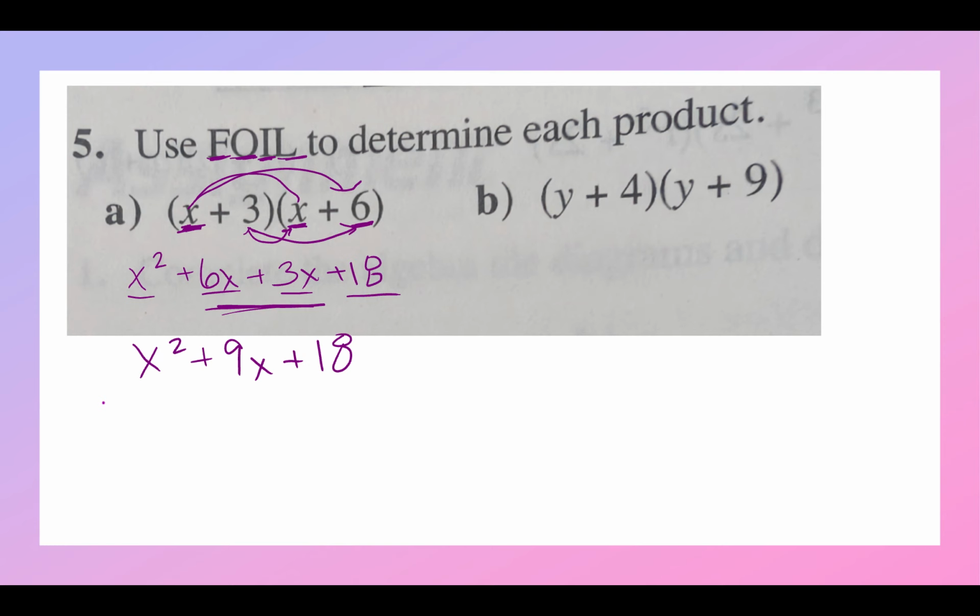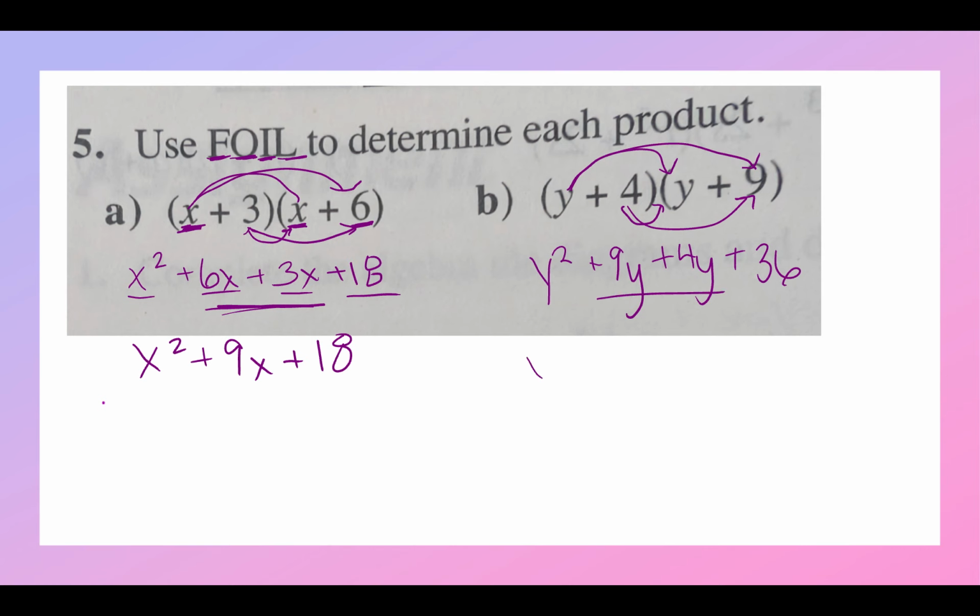So let's take a look at the second one. Doing the same thing, your first terms, you have y times y. So that will be y squared. Then you have outside for O, so y times 9 gives you positive 9y. Moving on to the inside terms, so plus 4y. And then the last, 4 times 9 is 36. So now we want to collect our middle terms, so y squared plus 13y plus 36.